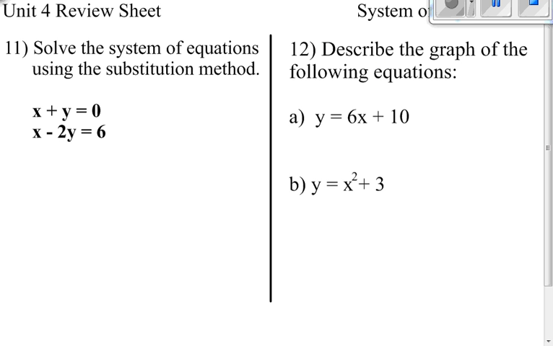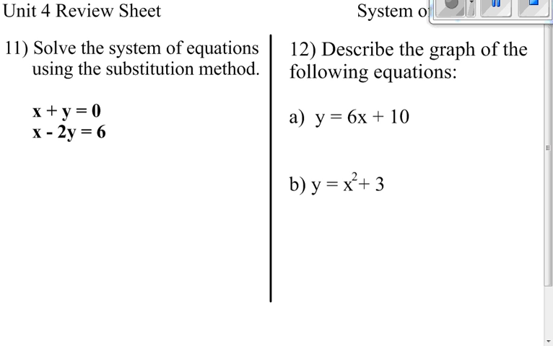Number 11, solve using substitution. Now here's a little hint. If this is multiple choice, you don't have to listen. If you want to use elimination, use elimination. If you want to just plug in the answer choices, plug in the answer choices. So I'm going to show you how to do elimination, and I'll show you how to do substitution.